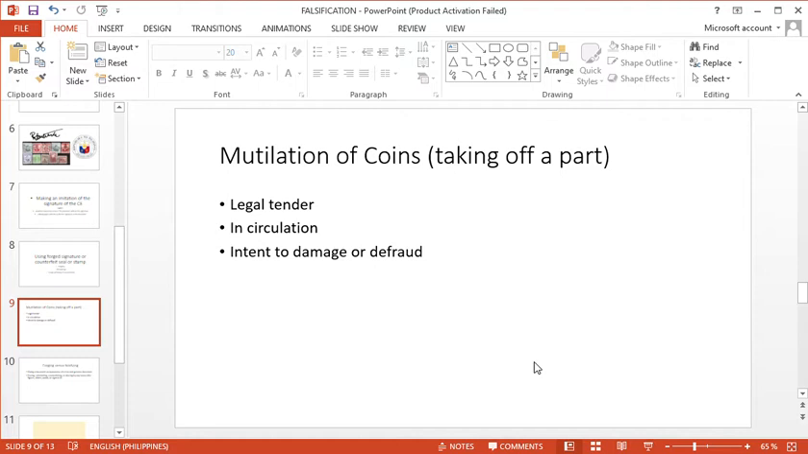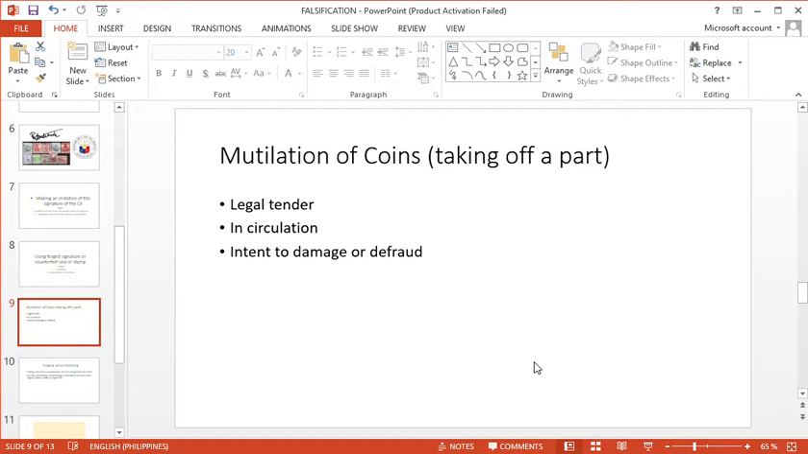Ano bang value ngayon ng coin na 1950 coin? So, coins ng 1950, pwede mo bang gamitin pambili ngayon? Walang tatanggap. Meaning to say, it has no value, it's not a legal tender. Okay? So before you talk about mutilation of coins, the coins must be a legal tender. Meaning to say, it has value. Next one, that the coin is still in circulation. Meaning to say, it is used in trading in the market. It is passed through the hands of people, specifically the business sector.